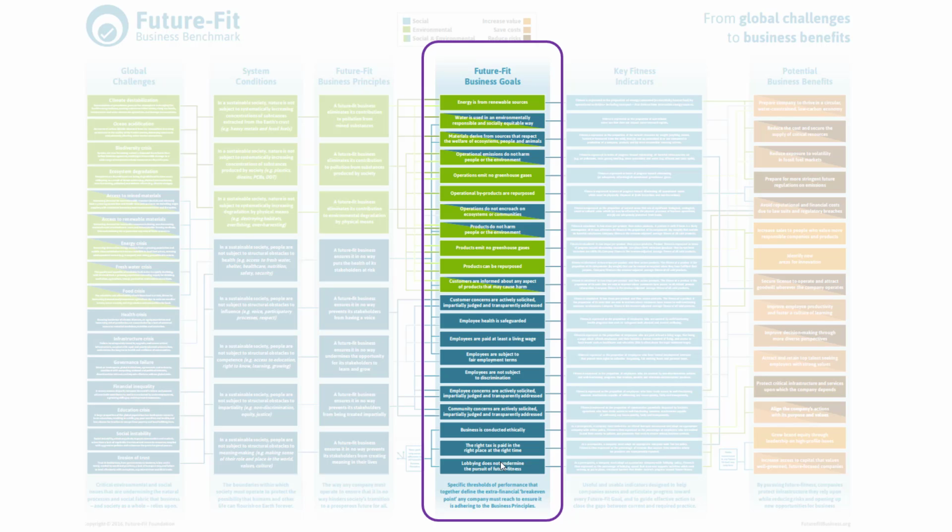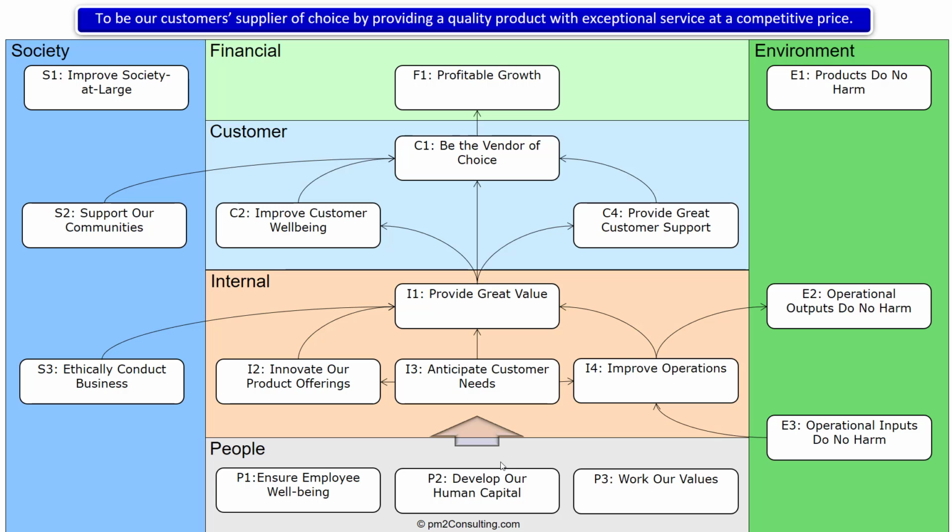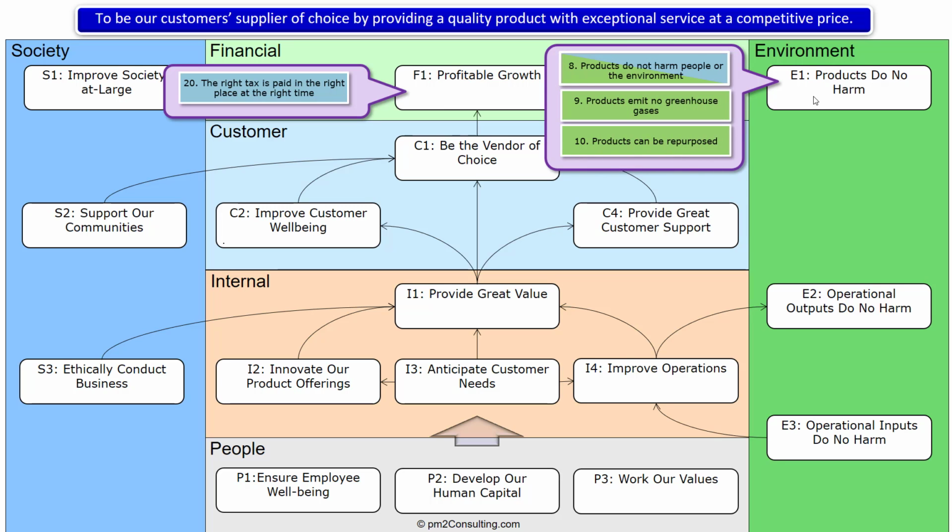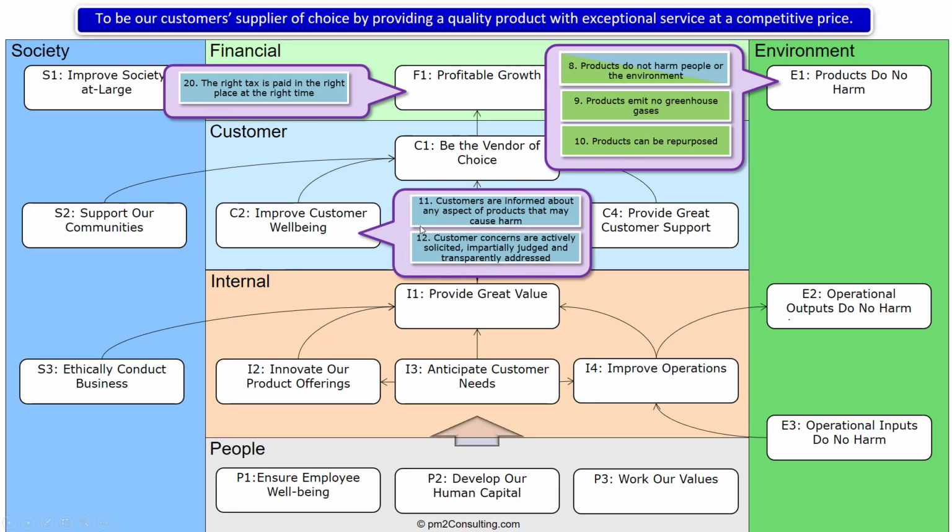So what we should be able to do is take that strategy map and add in those best practice measures for sustainability. So for example, in addition to their strategic goals around profitable growth, we need to add in at least a metric around goal 20, the right tax is paid in the right place at the right time. In areas like products do no harm, there are 3 Future Fit Business Benchmark goals. Products do no harm to people or the environment, products emit no greenhouse gases, and products can be repurposed. In improved customer well-being, there are 2 goals. Customers are informed about any aspect of products that may cause harm, and customers' concerns are actively solicited, impartially judged, and transparently addressed.